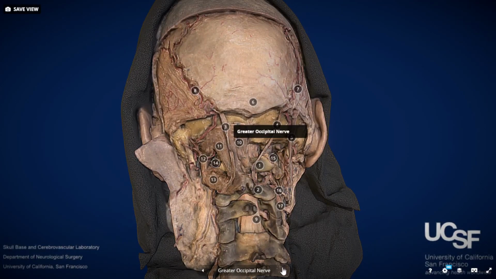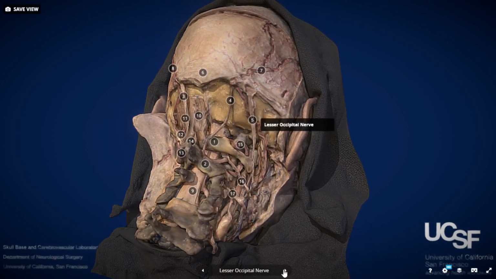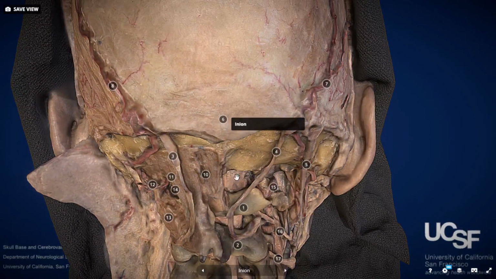Moving superficially and superiorly, we're going to identify superficial nerves. Medially, the greater occipital nerve, which is coming out of the dorsal ramus of C2. And laterally, the lesser occipital nerve, which is coming out of C2 and C3. Superiorly, we visualize the inion, which is the external occipital protuberance, and lies at the same axial level as the superior nuchal line.